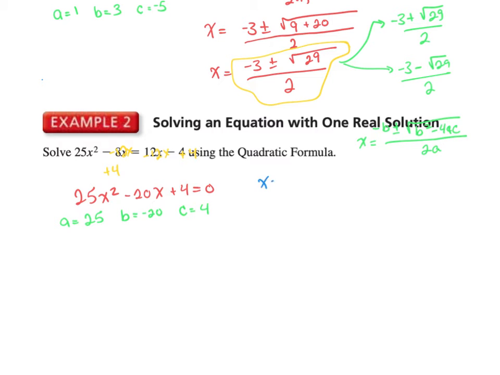So x equals the opposite of b, which is positive 20, plus or minus the square root of b squared, which is negative 20 squared, minus 4 times a, which is 25, times c, which is 4, all over 2 times a, which is 25.